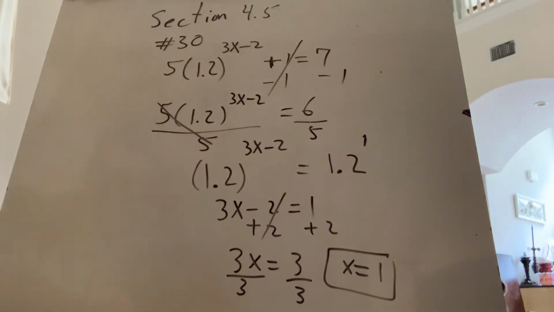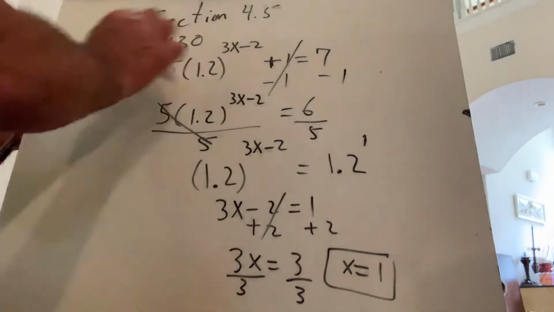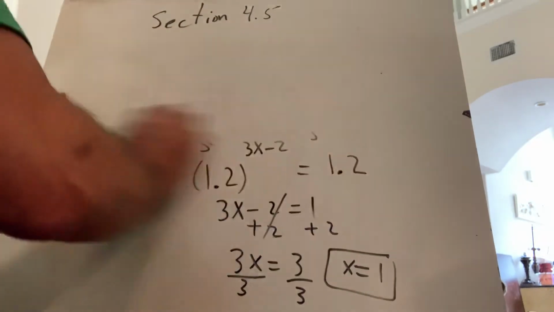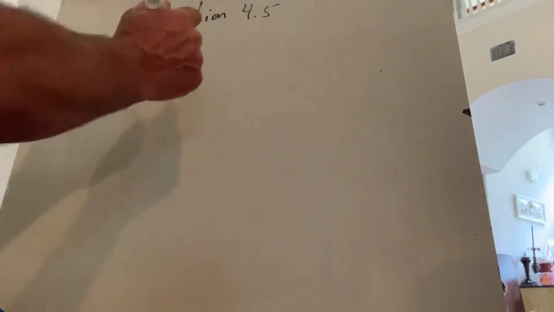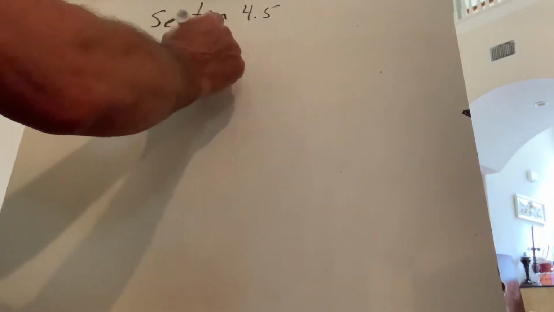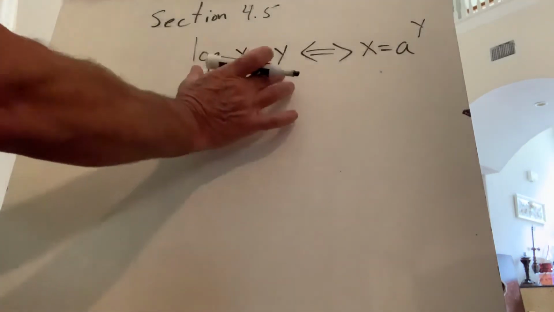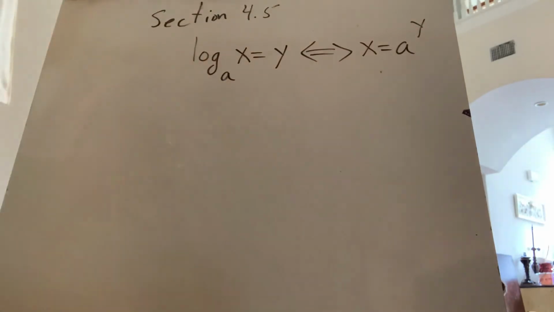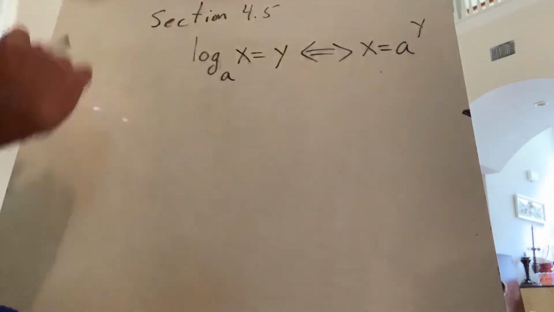All right, let me do one more. I think the student also wants to see number 43. Now 43 is similar to another problem that I did from this section in the next video after 29 and 31. If you remember, we ended up using this rule that says log base a of x equals y is equivalent to saying x equals a to the y. This is the logarithmic equation, and this is the exponential equation. So we're going to use this idea to help us solve it.